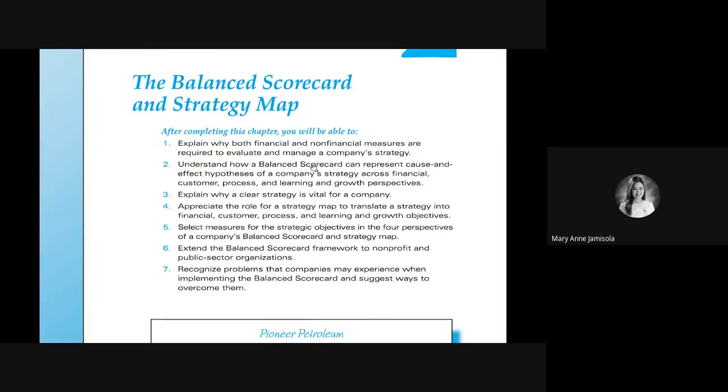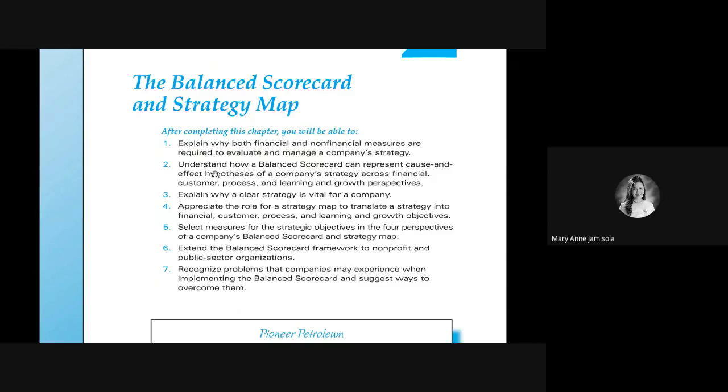Right. So, after completing this chapter, you will be able to first explain why both financial and non financial measures are required to evaluate and manage a company's strategy. Now, we've discussed this in passing when we had our discussion on the conceptual framework on performance management systems. There we learned that in the conduct of performance management, not only do we look at financial aspects of the business organization, but also we have to take into account the non financial measures.